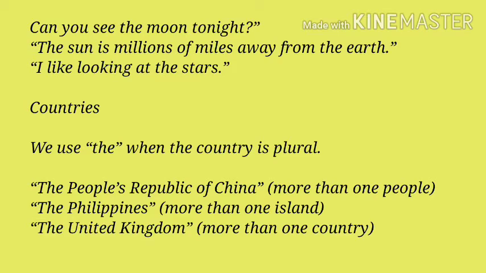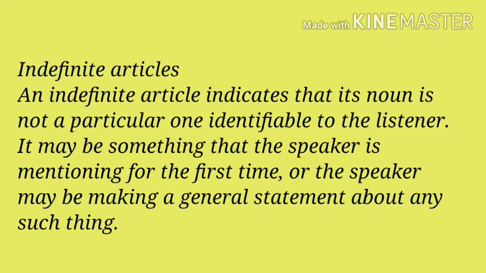Now, let us understand indefinite articles. As you know, children, a and an are indefinite articles. An indefinite article indicates that its noun is not a particular one identifiable to the listener. It may be something that the speaker is mentioning for the first time, or the speaker may be making a general statement about any such thing.